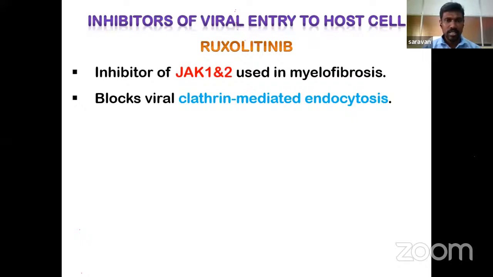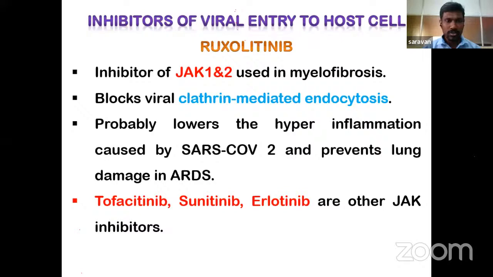and 2, which was initially used in the treatment of myelofibrosis, and at present it has been repurposed for the management of COVID-19 infections. It blocks the virus in a different pathway. It is not through the NUMB associated kinase or cyclin G associated kinase pathway. It is by inhibiting the viral entry or endocytosis by clathrin-mediated endocytosis. A different pathway is used by Ruxolitinib for the inhibition of COVID-19 entry. So it probably lowers the hyperinflammatory stage, that is the third stage that is seen in COVID-19 infection, and it prevents the development of acute respiratory distress syndrome.